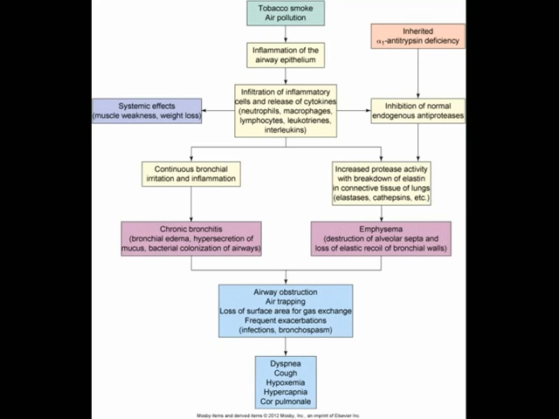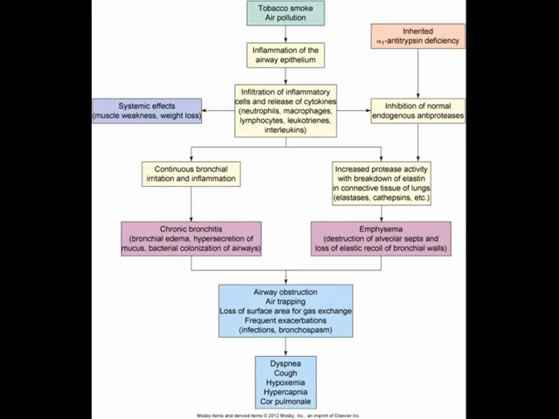So to help differentiate a little bit more, we have this diagram where the patient is, let's say, smoking, or maybe there's air pollution in the air, and that's causing inflammation of the airways. This then starts to cause a couple of different problems in the lung. Continuous bronchial irritation and inflammation cause chronic bronchitis, and increased protease activity starts to cause the destruction of elastin. Elastin is part of our connective tissue in the lung, which then leads to destruction of lung tissue. We get the overinflation of the lungs, and that's emphysema.